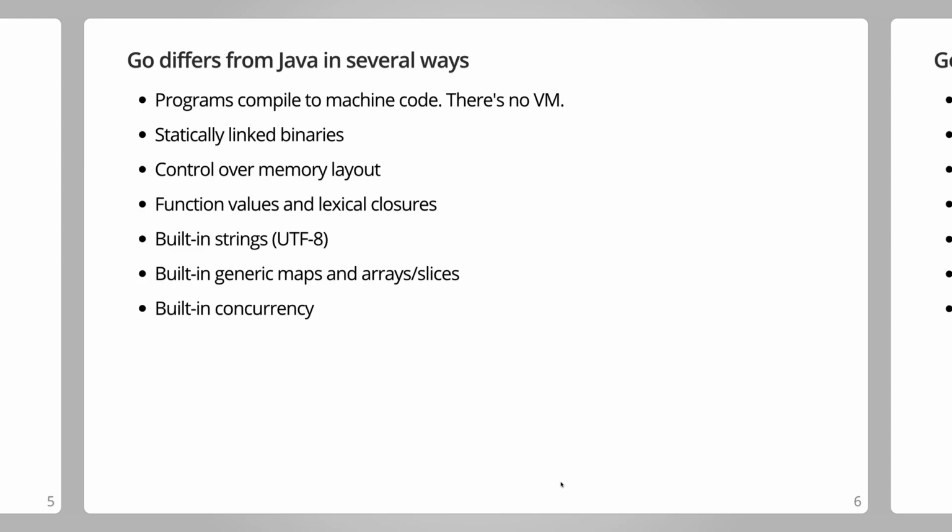Anyway, the ways that Go differs from Java are listed here. So first of all, it compiles the programs to machine code, so there's no need to have a virtual machine or a Python interpreter installed on your machine. If you compile a binary for your architecture, for instance, a Linux machine or a Windows machine, then it's going to run on that machine without having to install some extra software to be able to run the code or the program.